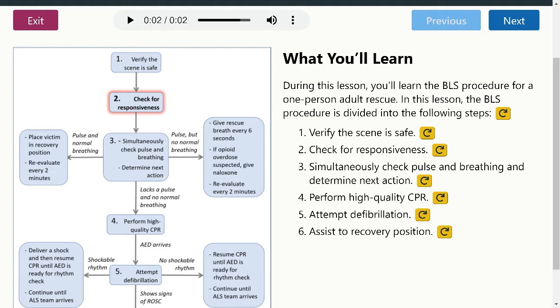You're gonna take 2 fingers, and then you'll feel here, right, on either side, whatever side you're closest to. While you're feeling, you're looking at the chest to see if there's any movement. So at the same time you're feeling for a pulse, you're looking at the chest to see if you see any chest rise. This should take no longer than 10 seconds. Anything longer than that, no.